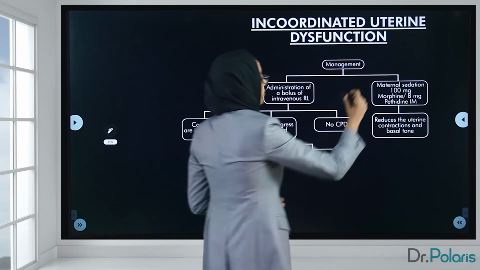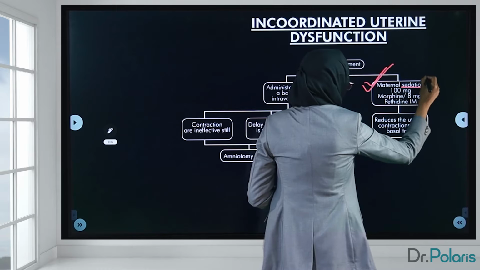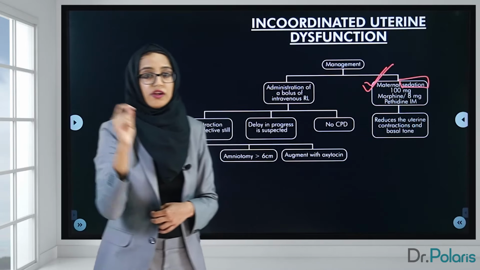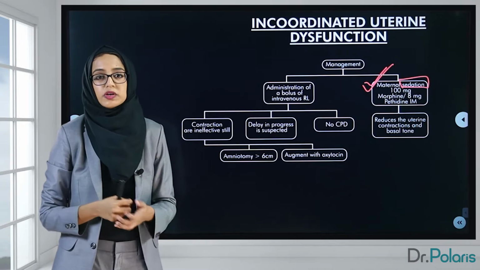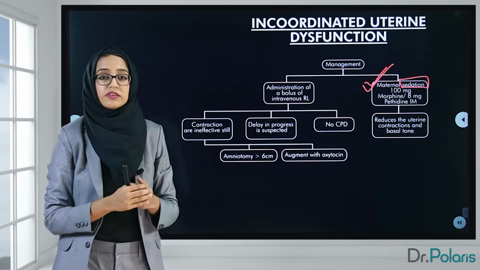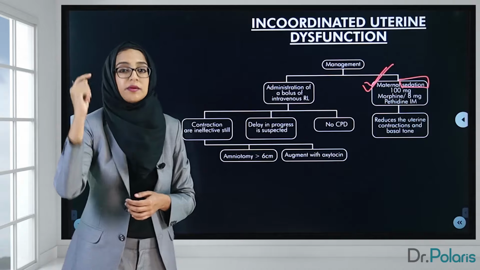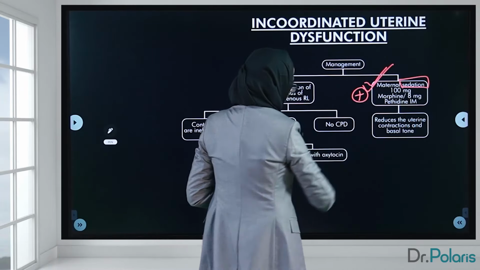So, the most important thing with regards to incoordinate uterine action is sedation. This is a similar mechanism to how we manage false labor. We were not very sure whether the woman is actually in true or false labor because the uterine contractions are not giving us progressive cervical dilatation despite the woman's complaint. So there also we give sedation. Here also we give sedation.